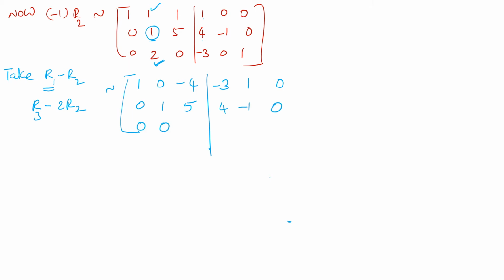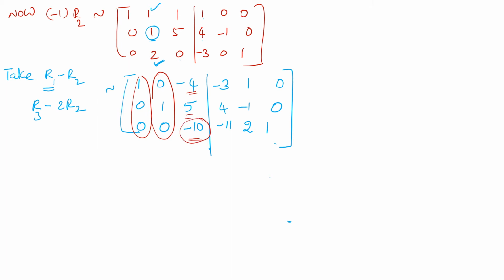This is 0 and this becomes 0. R3, 0 minus 10. So this is minus 10, and this is minus 11, and this is 2, and this is 1, right? Now see, the first identity column 1 0 0 is over, 0 1 0 over. Next I have to get 0 0 1. So convert this element to 1.